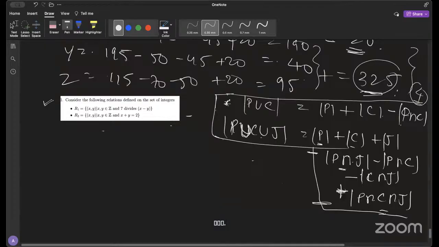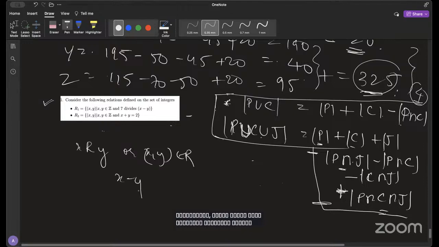Okay, we'll solve this one then. You have been given two relations and you have to check the reflexivity, the transitivity and symmetry of these two relations. The first one is X will be considered related to Y if X minus Y is divisible by 7, or you say 7 divides X minus Y. So if 7 divides X minus Y, then we say that X is related to Y.